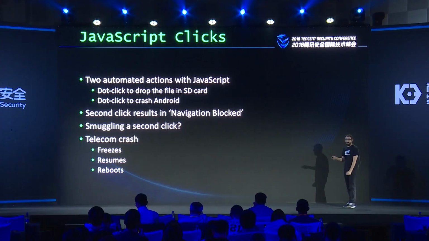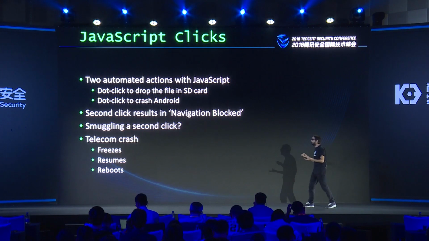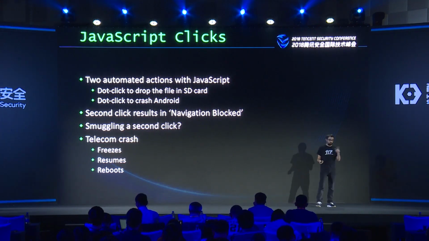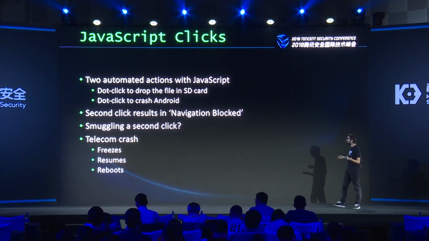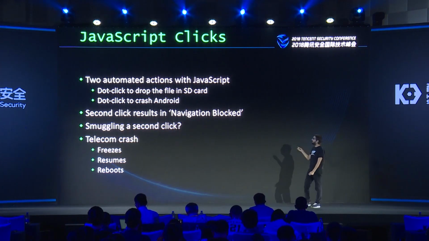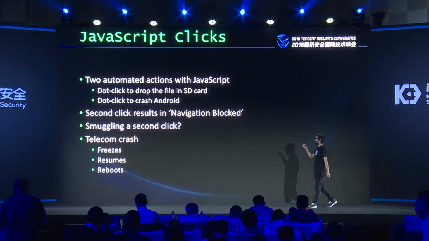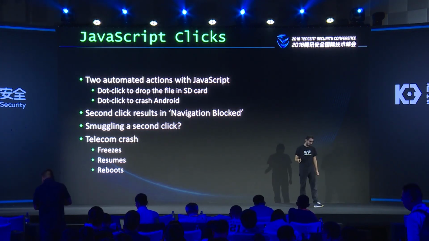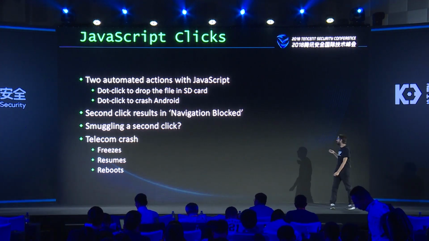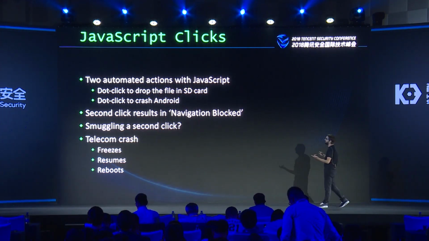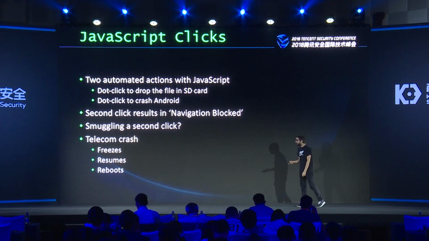OK, at this point, we need to automate this in the browser, from a browser perspective. We need 2 automated clicks in JavaScript to do that. One of them to drop the file in the SD card by triggering the path traversal, and the second one to crash the phone. Well, how do we do that? Every time we do a second automated click, we get a navigation block error in the browser. So we need a way to smuggle this second click.